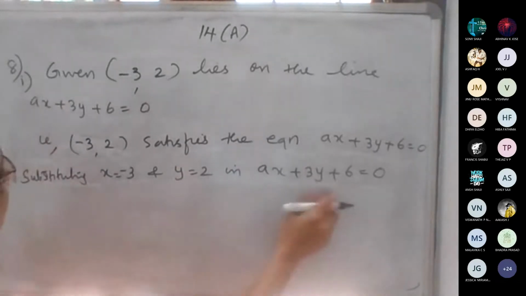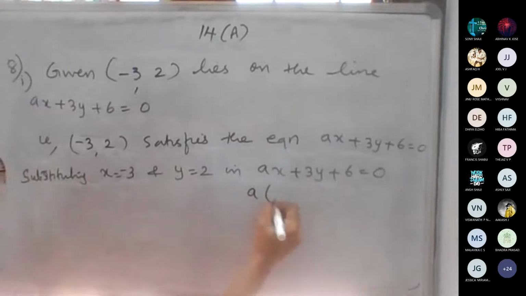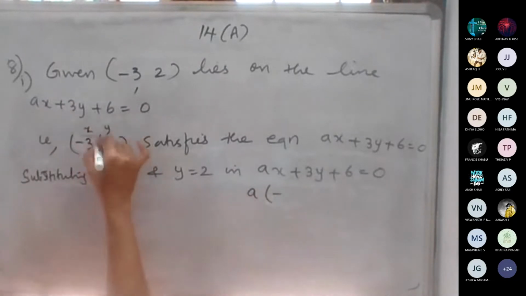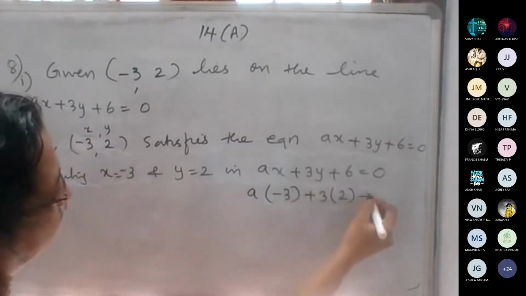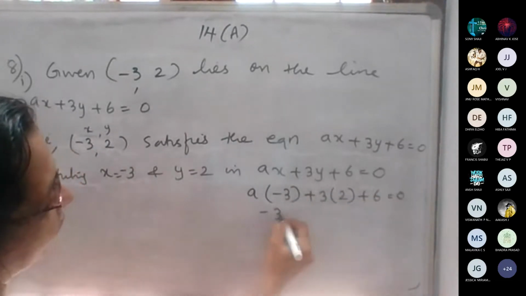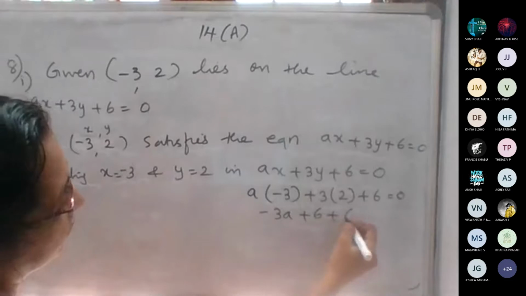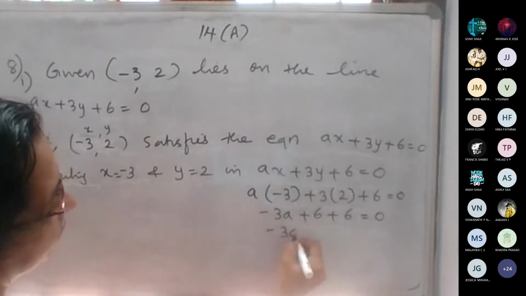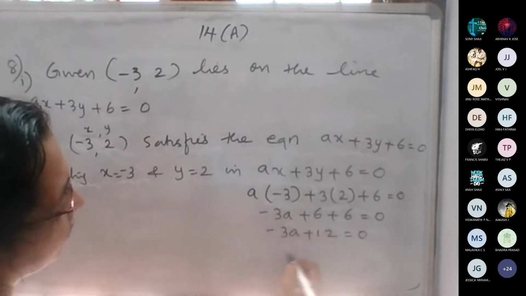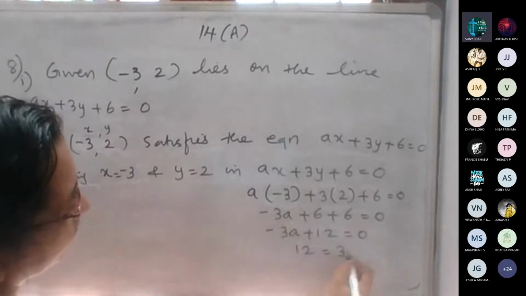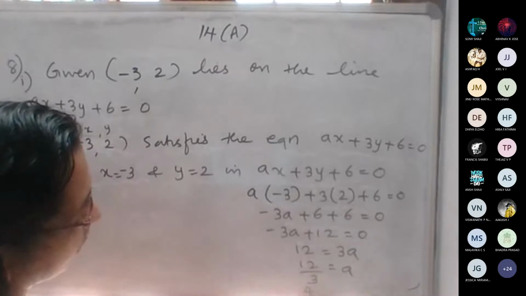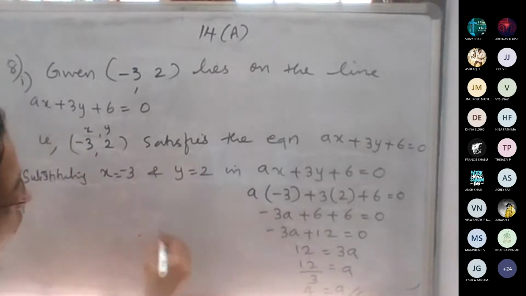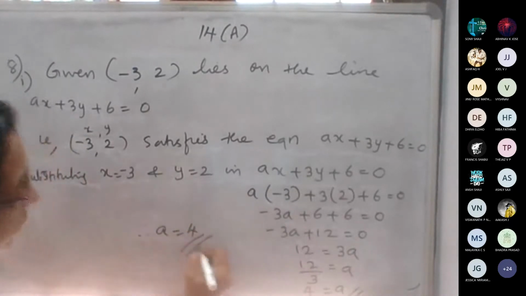Ax plus 3y plus 6 is equal to 0. A into negative 3, this is x, y. So negative 3a plus 6 plus 6 is equal to 0. A is equal to 4. Therefore, A is equal to 4.